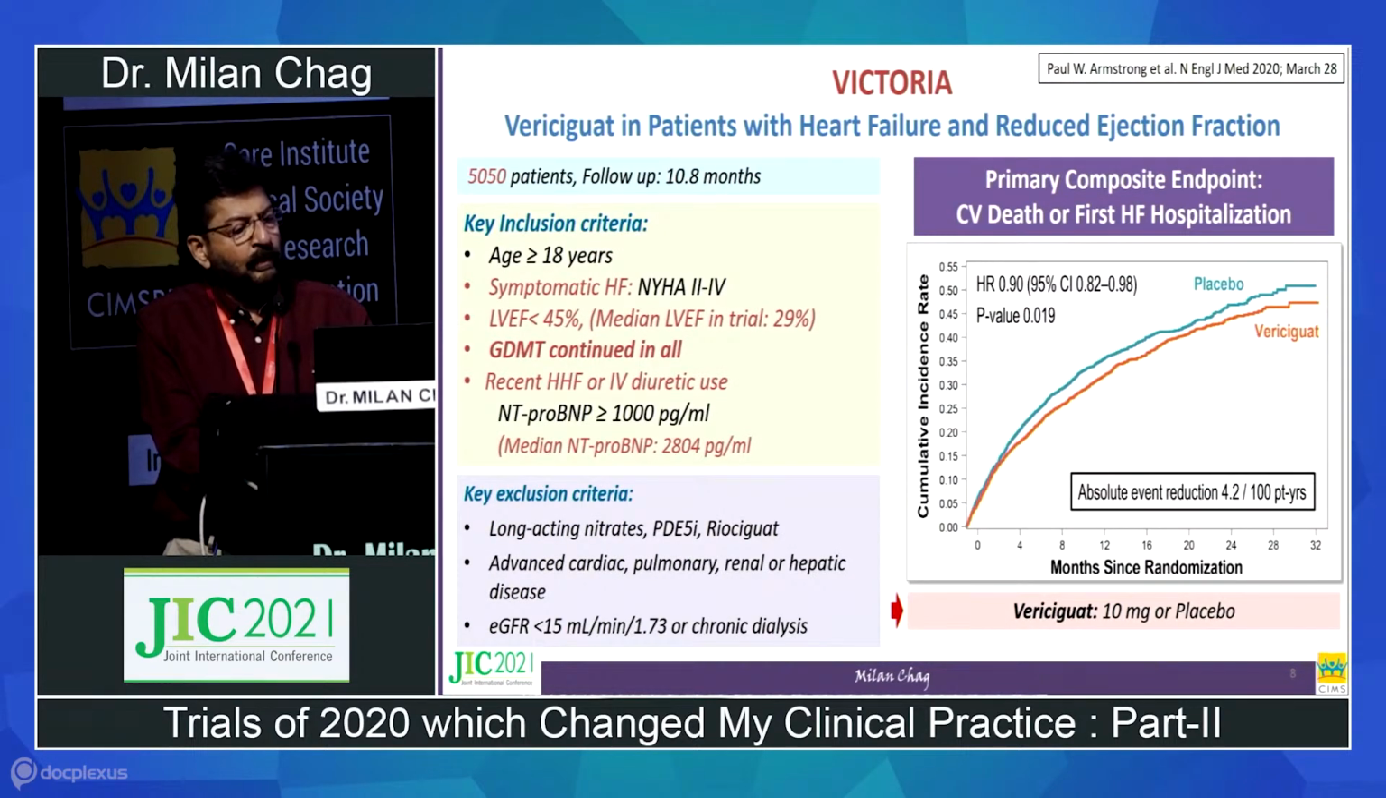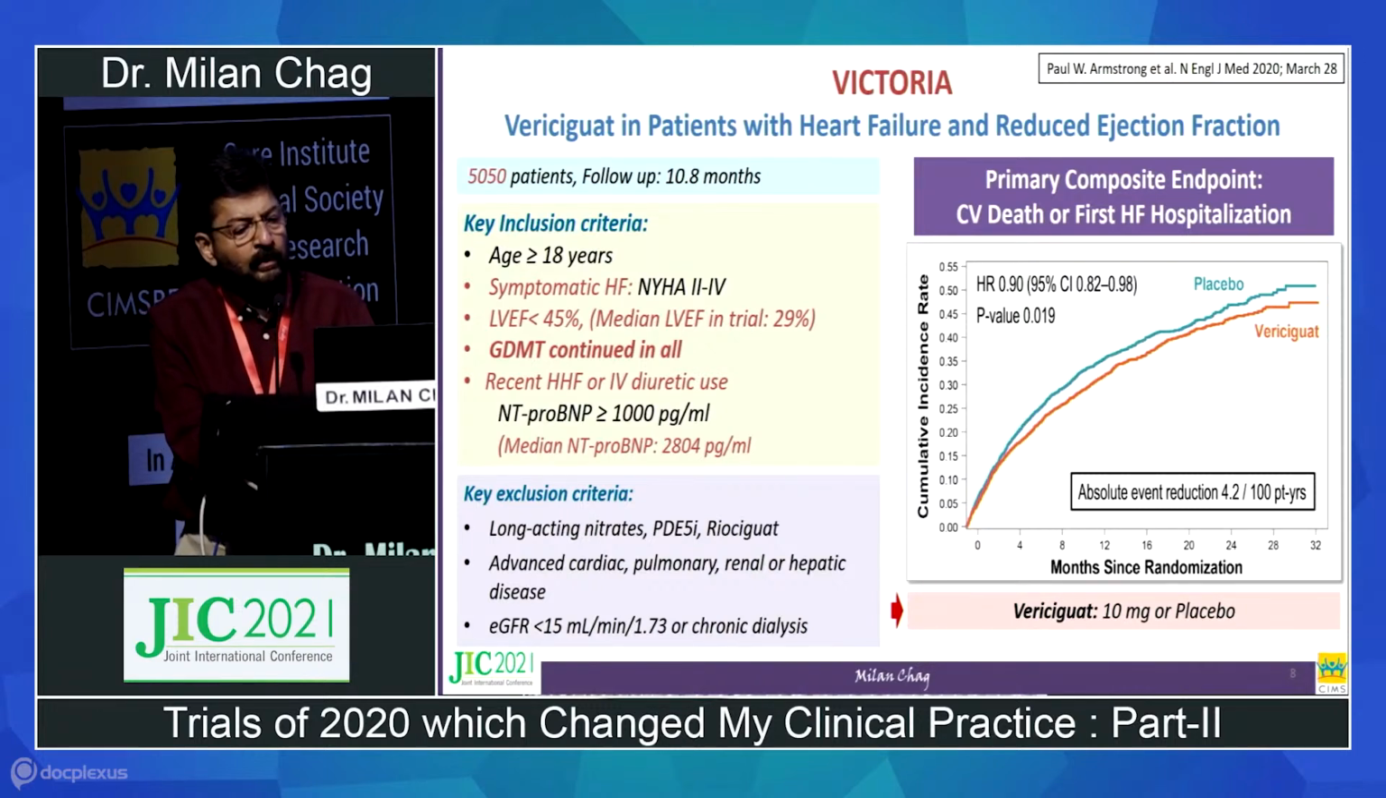So 5,000 plus patients, follow-up 10 months, symptomatic heart failure, EF less than 45. Again, guideline-directed medical therapy was continued in all. Patients had recent hospitalization for heart failure or diuretic use, and then they were stabilized, and then this molecule was started. Median NT-proBNP was 2,800. So again, these patients were also very sick. Of course, those patients on drugs acting on the same pathway were excluded.